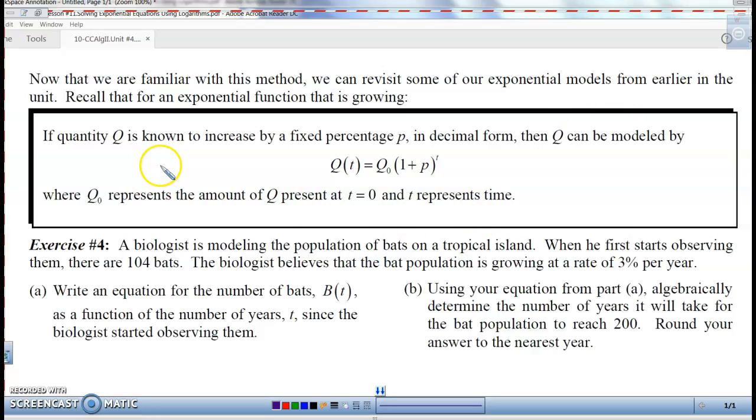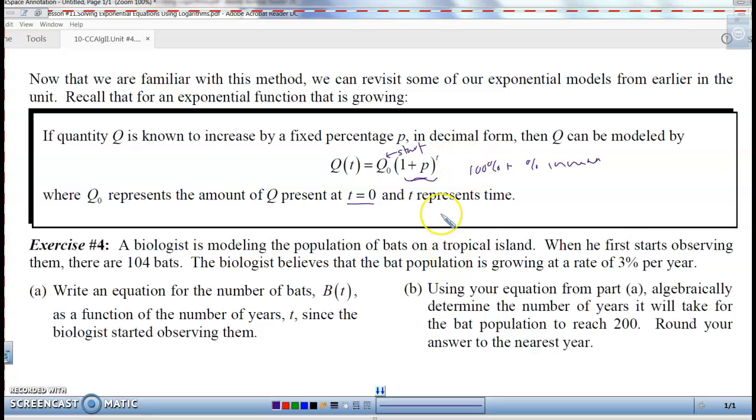So let's look at a percent increase problem. If quantity Q is known to increase by a fixed percentage P in decimal form, then Q can be modeled as Q of T equals Q0 times 1 plus P to the T. Now remember, the percent increase is 100% plus the percent increase as a decimal. Remember doing that back in Algebra 1? Okay, and then Q0 is the amount of Q at T equals 0, so that's the starting value. And T represents the time.